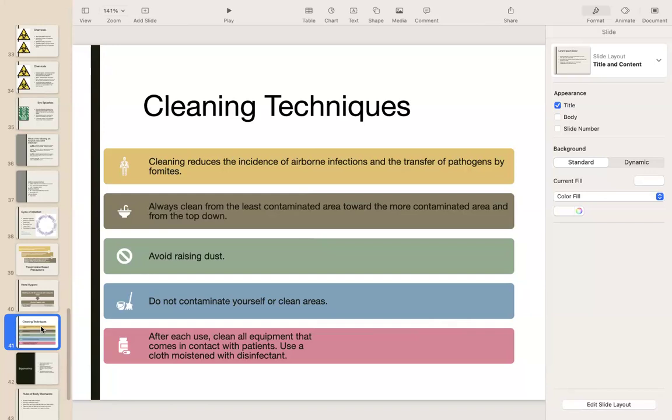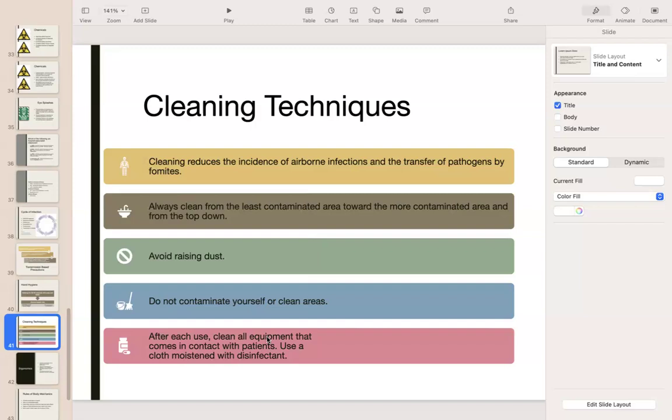So that's what housekeeping follows, or our environmental services staff, when they come clean our rooms, they follow the cleaning from top to bottom, least contaminated to more contaminated areas. Avoid raising dust. Don't contaminate yourself or clean areas. And then after each use, clean our equipment that comes in contact with our patients.